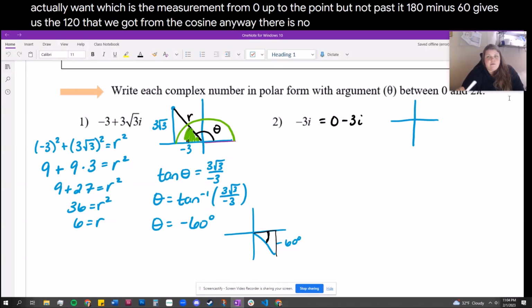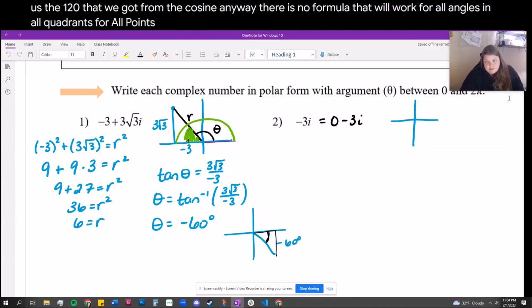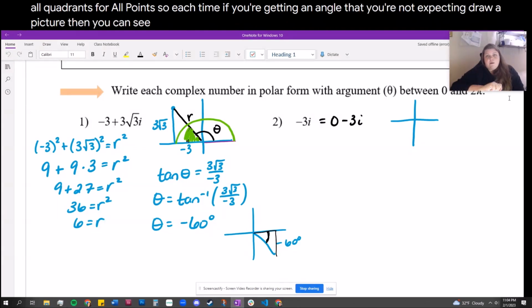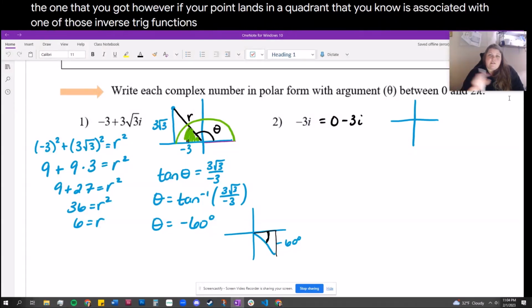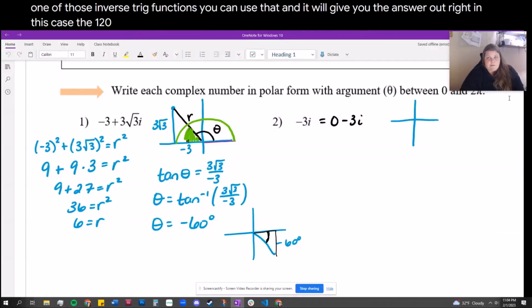There is no formula that will work for all angles in all quadrants for all points. So each time, if you're getting an angle that you're not expecting, draw a picture. Then you can see whether you should be adding or subtracting angles like 90 or 180 from the one that you got. However, if your point lands in a quadrant that you know is associated with one of those inverse trig functions, you can use that and it will give you the answer outright. In this case, the 120 degrees came from cosine without any additional work.